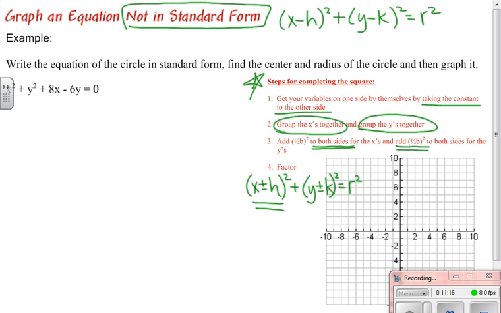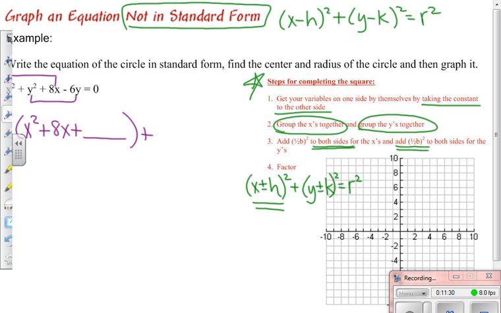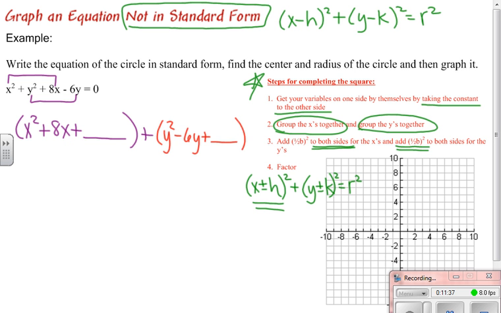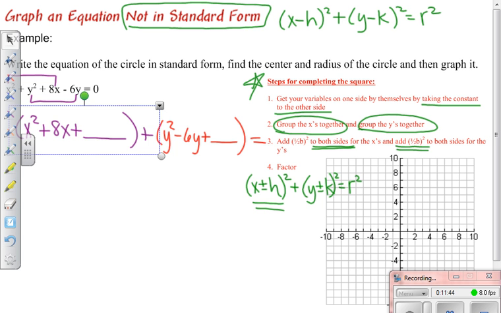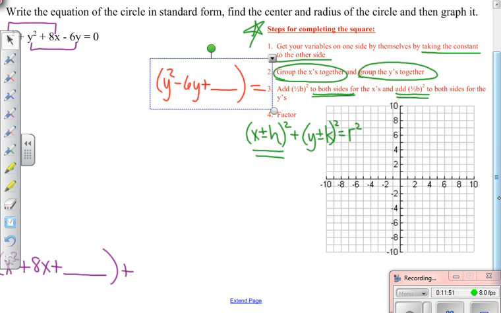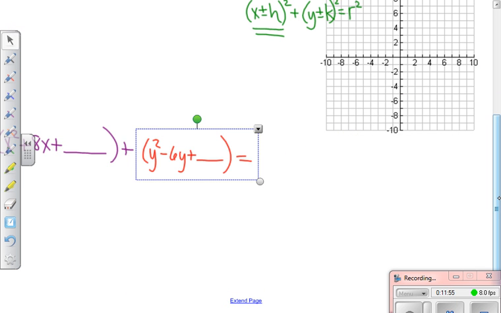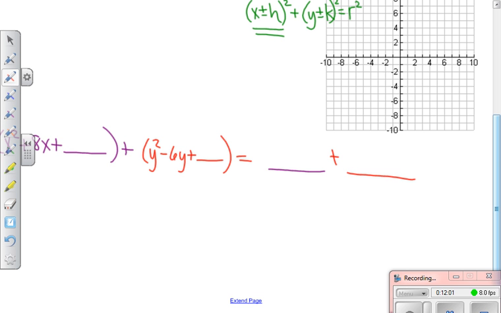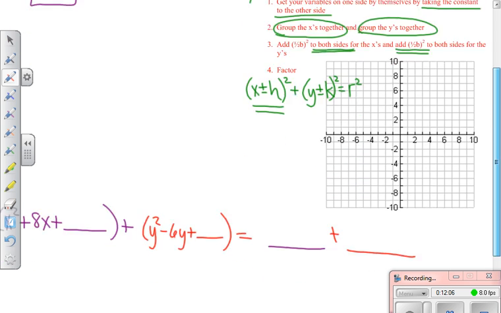So let's go ahead. This example right here does not have any constants, so I'm good. I need to reorder though. And so I'm going to have x squared plus 8x plus, and I'm going to leave a gap, plus y squared minus 6y plus, and I'm going to leave a gap, and that's going to equal, I'll move this all down here so I have room to write, whatever I add plus whatever I add. Because my constant that I started with on that side was 0, there's nothing left there to add.